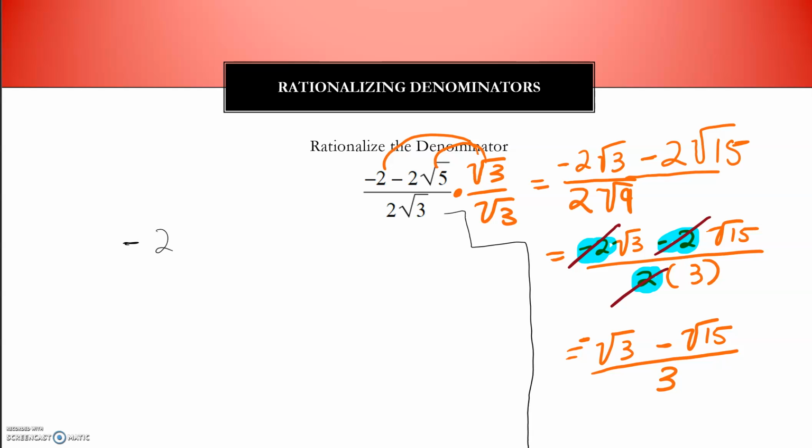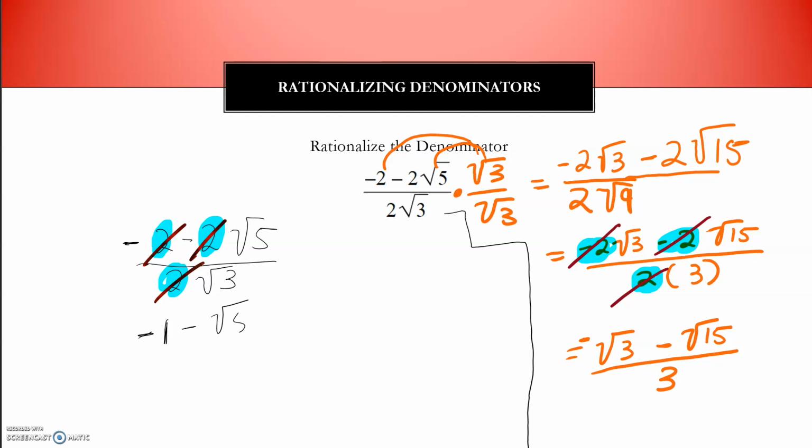So I'll just recopy the problem. Negative 2 minus 2 square root of 5 over 2 square root of 3. You could have observed, and maybe some of you did, in the first step about the 2's, you can actually get rid of them at that point. So then we would get negative 1. Remember when I said something in the numerator cancels, you actually have to put the 1 there. So negative 1 minus 1 root 5. I'm not going to write the 1 there. Over the square root of 3.